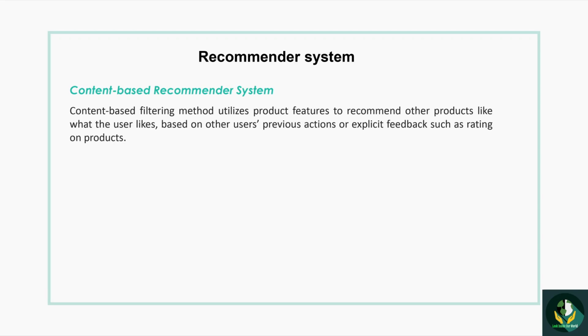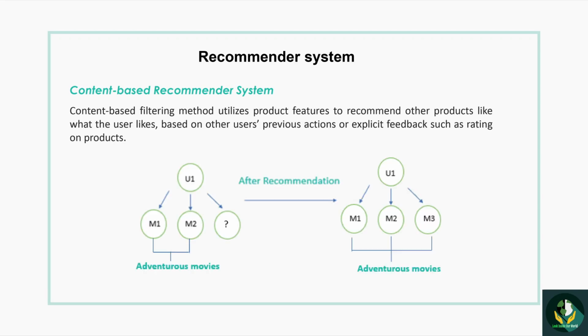Now, what are content-based recommender systems? The content-based filtering method utilizes product features to recommend other products like what the user likes, based on previous actions or explicit feedback such as ratings on products. As we can see in this diagram, U1, which is user 1, likes two movies, M1 and M2. The genre for both movies is adventure. In such a scenario, content-based recommender systems will choose an adventure movie for user 1 as the next suggestion.